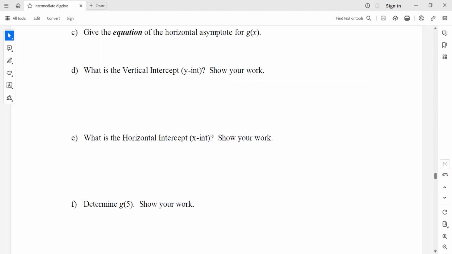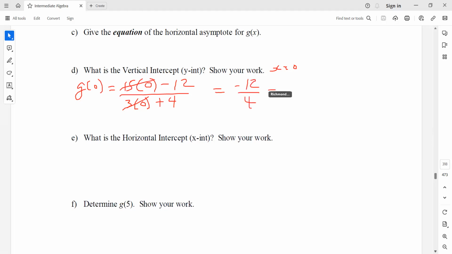Now, what about the vertical intercept? Remember, for the vertical intercept, x is 0, so you put that in the function. So you have g of 0 equals 15 times 0 minus 12 over 3 times 0 plus 4. This goes to 0, that goes to 0. So you're going to have negative 12 over 4, which is negative 3. So when x is 0, y is negative 3.